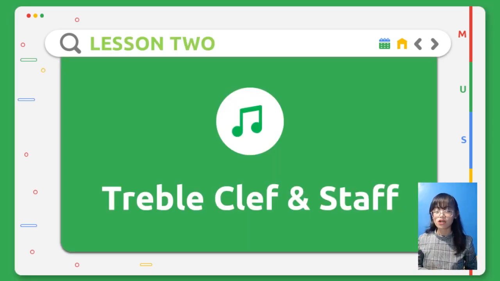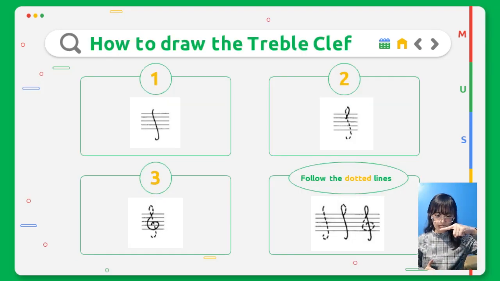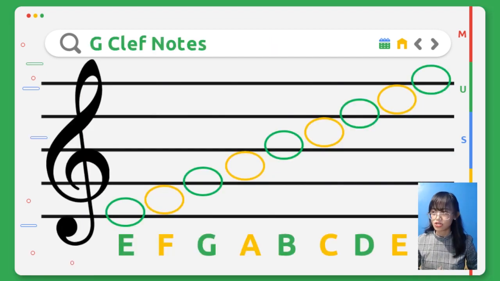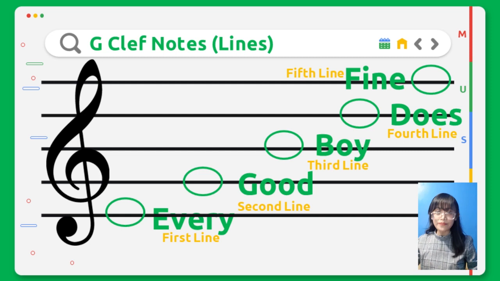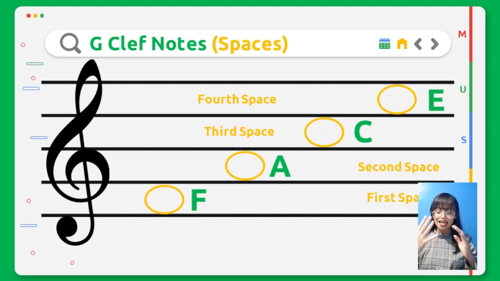So second, we talked about treble clef and how to perfectly draw it, coming from the tail, the line, the top loop, the bottom loop, and we're done. Okay, the treble clef line notes is every good boy does fine. Then, yung mga nasa space naman ay F, A, C, E.